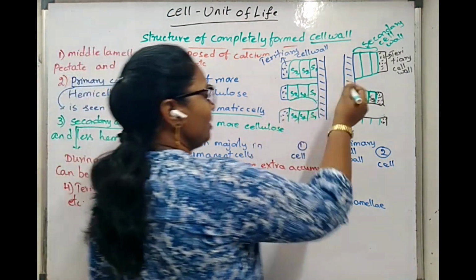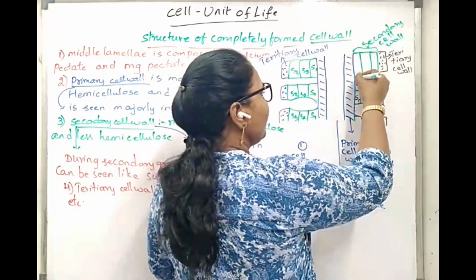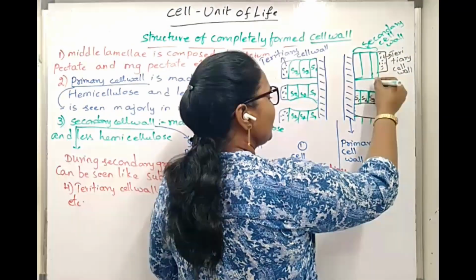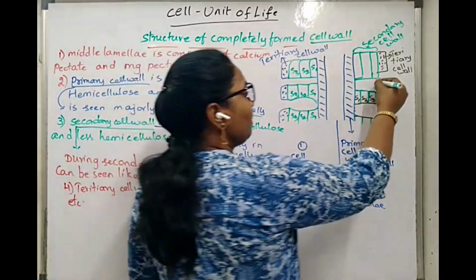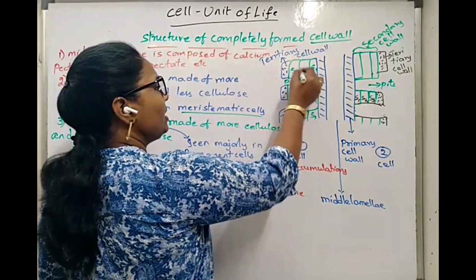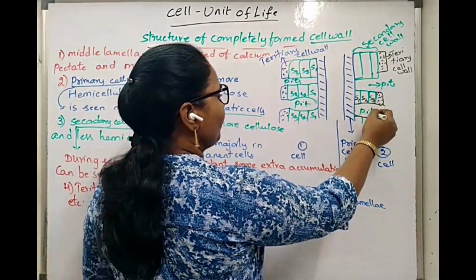Then what are these gaps? The primary cell wall and middle lamellae together form some special gap-like structures called pits. So these are pits. These pits are of two types. So this one is also a pit, this one is also a pit.